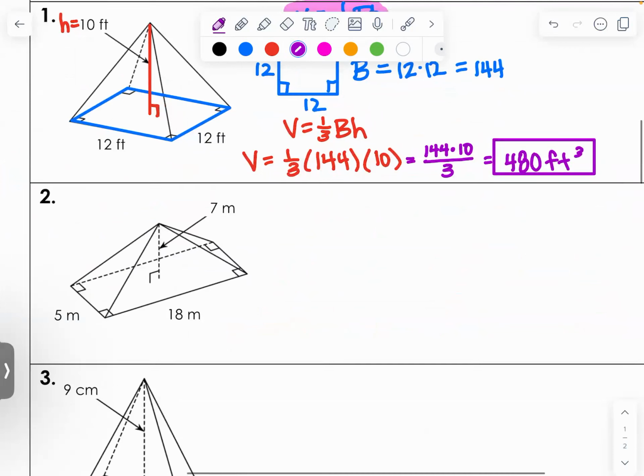Okay, in number 2, do we have a pyramid? Yeah. We have a pyramid. Okay, I hear a lot of talking right now, and I should not hear any. Okay, in number 2, what I would like you to do is trace the base.